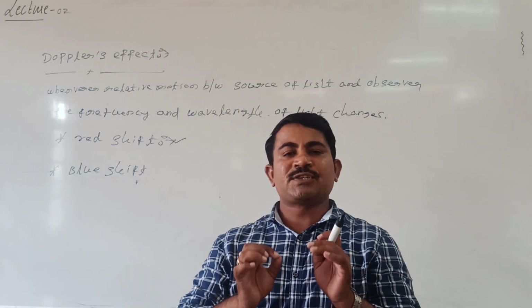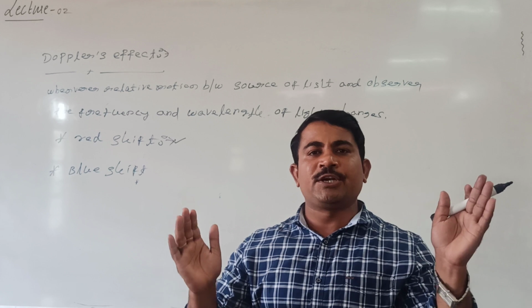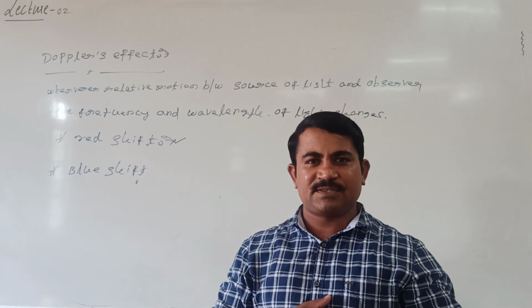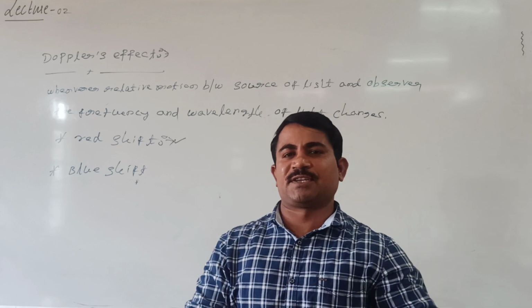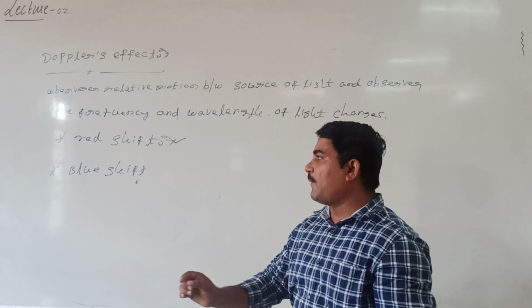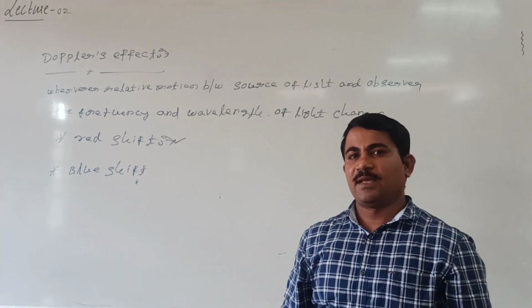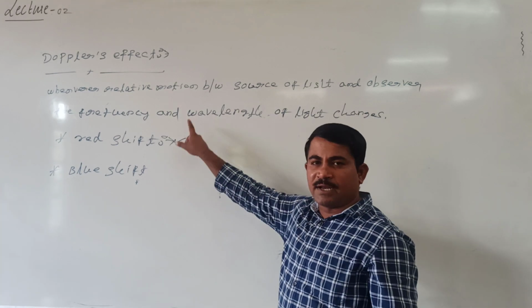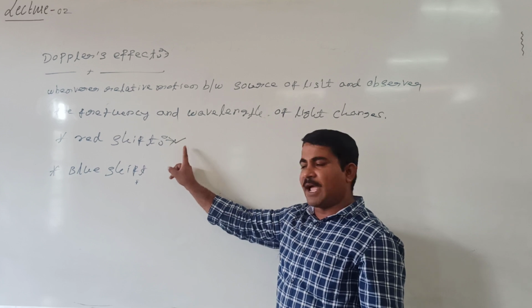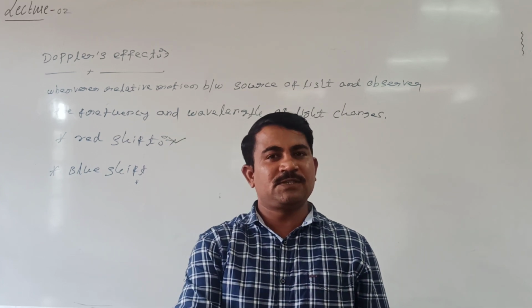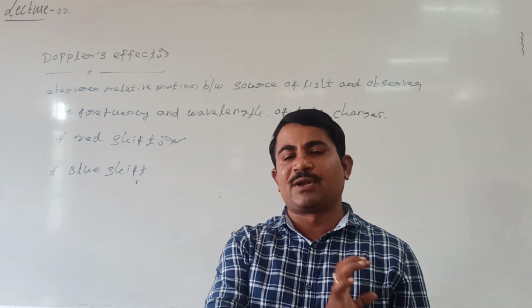Similarly, when the source of light is moving towards a stationary observer, the frequency of the light increases and the wavelength of the light decreases. The decrease in wavelength of the light during the Doppler effect, I can call blue shift. Increase in wavelength during the Doppler effect, I call red shift, and decrease in wavelength during the Doppler effect, I call blue shift. So, this is the simple concept of the Doppler effect.